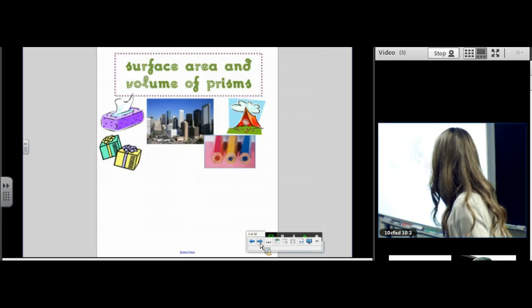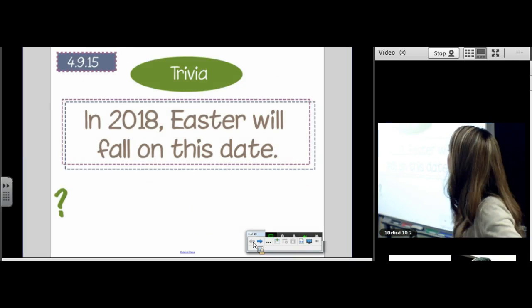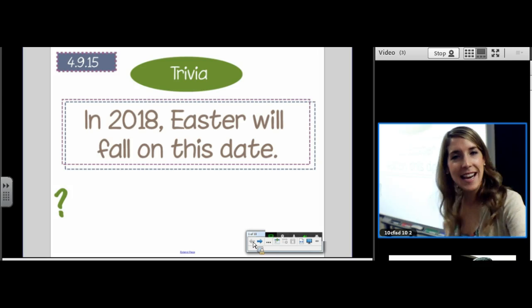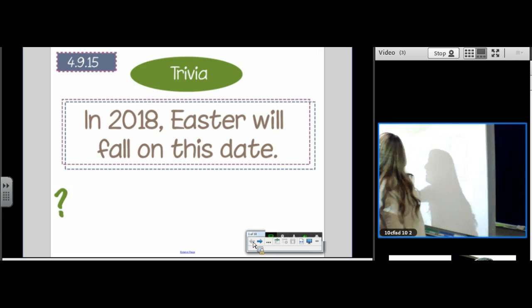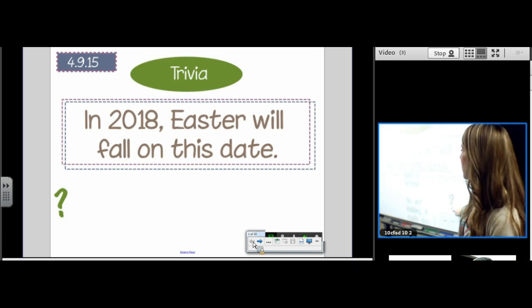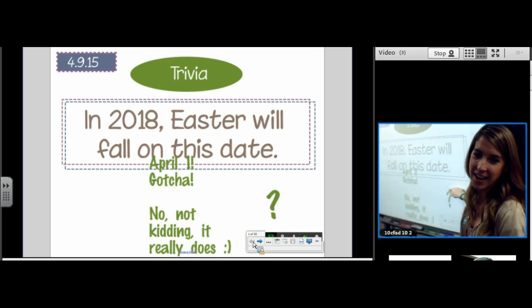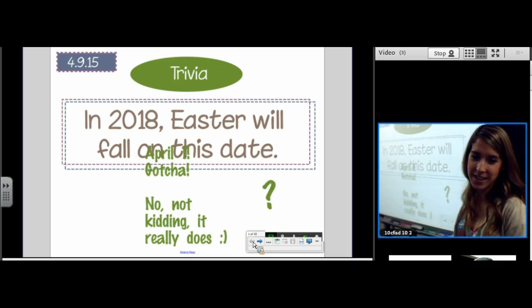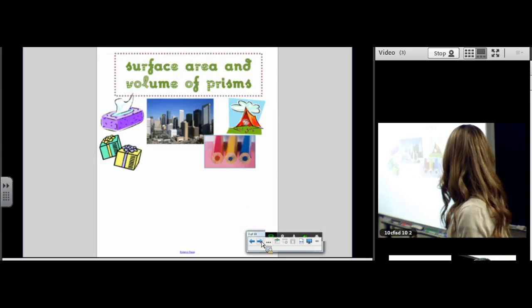Oh, let's do the trivia real quick. This one's random. In 2018, do you know what date Easter's going to fall on? Okay, so in a few years, in 2018, Easter is actually going to fall on April 1st. Gotcha! No, not kidding. It really does fall on April 1st. April Fool's Day. Okay, random piece of information.